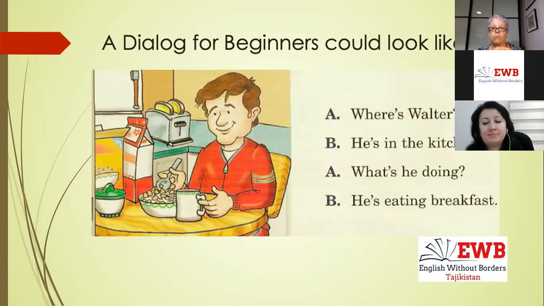Okay, so here's a dialogue. A dialogue for beginners could look like this, right? Easy, could look like this. Where's Walter? He's in the kitchen. What's he doing? He's eating breakfast. Okay, so for a beginner, all the information is in the picture too, right? So that's very helpful, but still it's too easy.